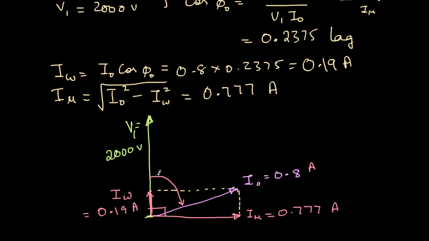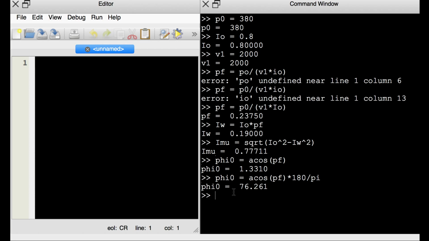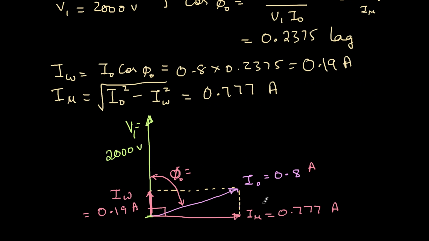But then what is this angle? This angle we are denoting as phi naught. To know this angle, I can simply take the cos inverse of the power factor. So A cos of PF is phi naught. Now this 1.33 is the angle in radians. So let's calculate it in degrees: multiply by 180 and divide by pi. This will convert the angle into degrees. And you see it is less than 90 degrees. It is 76.26 degrees, with reference to V. So this is the vector diagram of a transformer on no load, but with core losses.